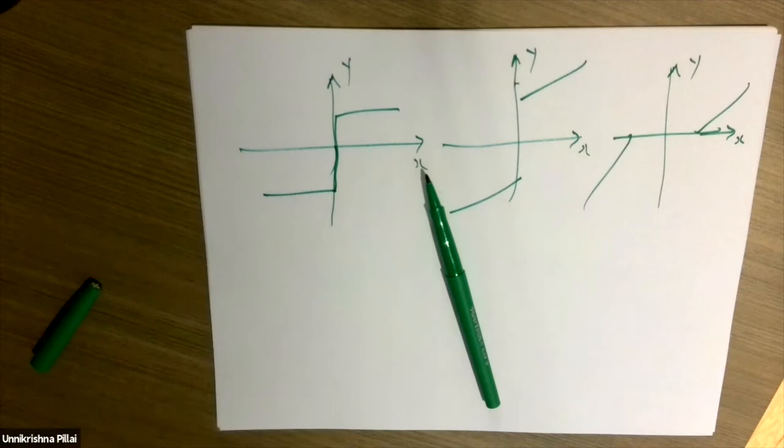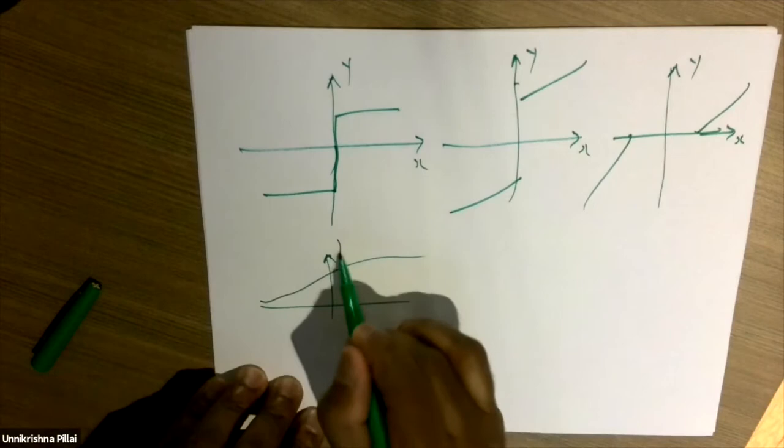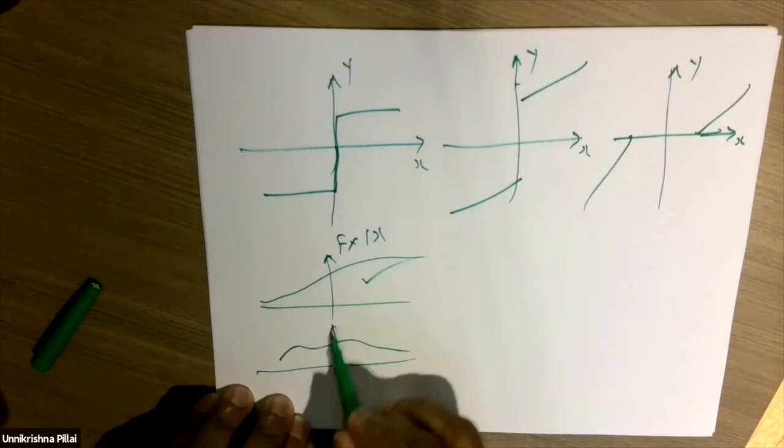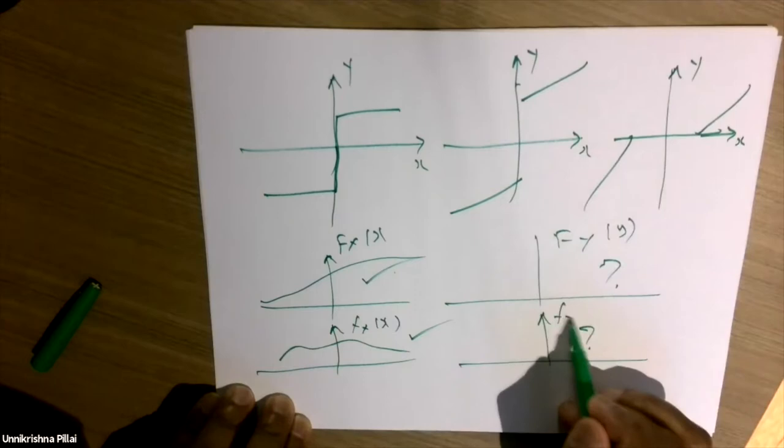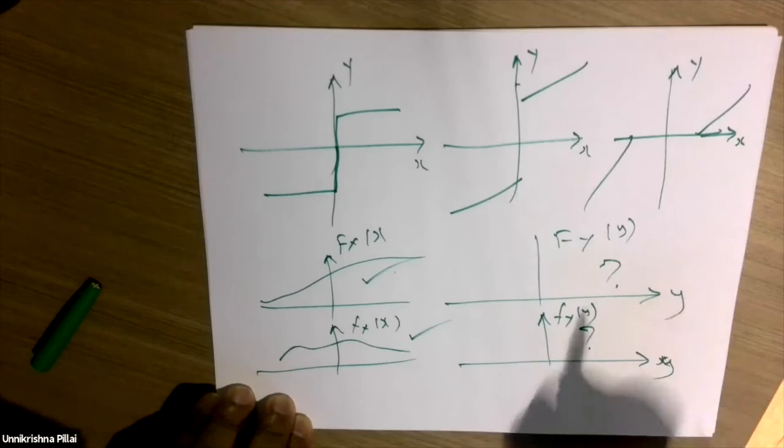So what is the problem here? I have some distribution function of x. This is given to you. And it has some density function of x. This is given to you, these two. I want the distribution function of y, and I want the density function of y. I hope you understand the problem, right? And you are given these functions.